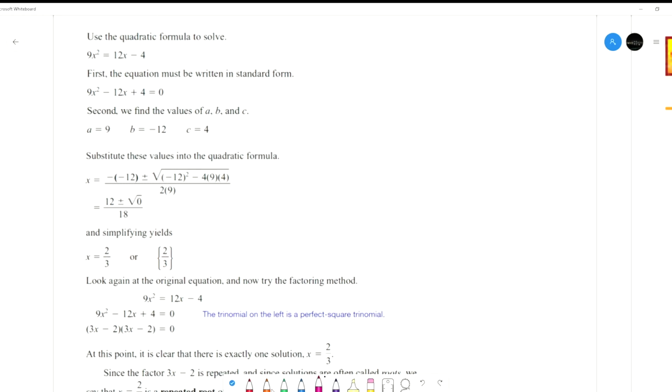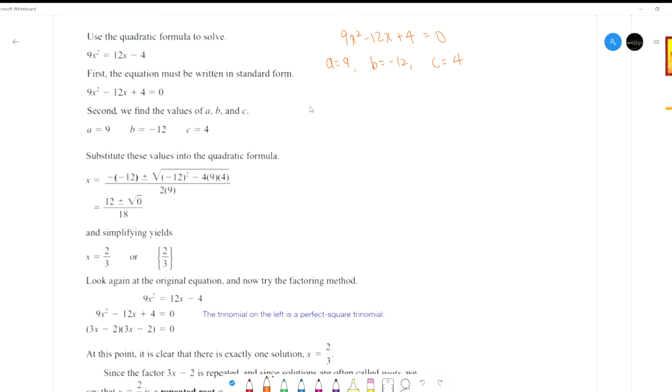Okay, so in this next problem, we have 9x squared is equal to 12x minus 4. So we have to write it in standard form. You see that the coefficient for x squared is positive, so I'm going to bring the other two terms to the left-hand side. If it were negative 9x squared, then I would move the negative 9x squared to the right-hand side. So in this case, I get 9x squared, and then I'm subtracting 12x, adding 4 is equal to 0. That way I get A is equal to 9, B is equal to negative 12, and C is equal to 4.